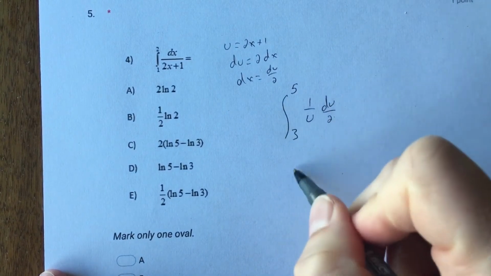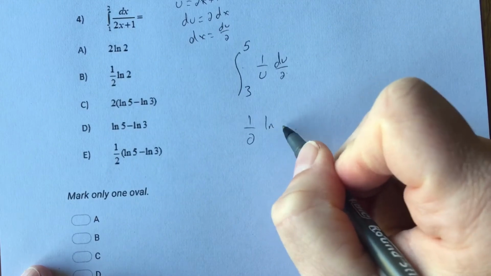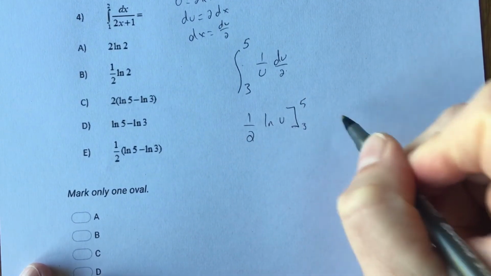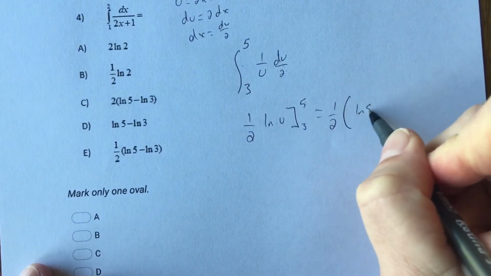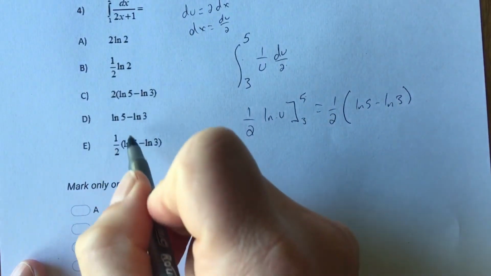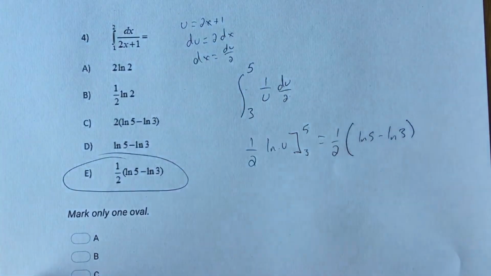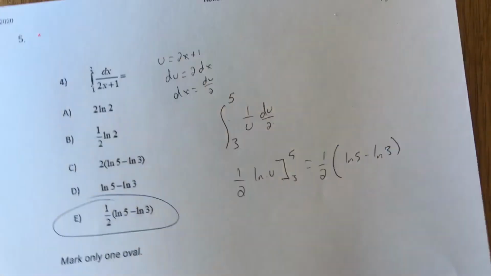So now I can pull that 1/2 out. I'm going to have the integral of 1 over u, which is natural log u, and we'll be doing that from 3 to 5. So we're going to end up with 1/2 times natural log 5 minus natural log 3. And that was option E. All right, so again, not too bad. Just do u sub and kind of trust yourself on it, and you should be fine there.